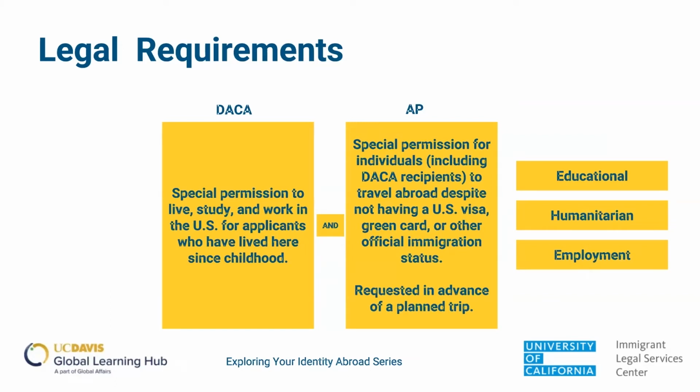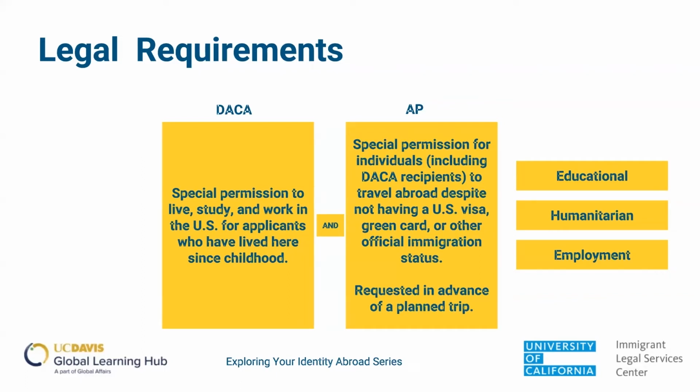A little bit of background about the concepts of DACA and advanced parole. These are the requirements under US immigration law for an undocumented student to be able to study abroad. As many of you may be familiar, DACA is unfortunately not officially a visa category or a legal status. Rather, it's something we can think of as special permission to live, study, and work in the US for applicants who have lived here since childhood. Advanced parole is special permission for individuals, including DACA recipients, to travel abroad despite not having officially a US visa or a green card or other immigration status that permits you to travel.